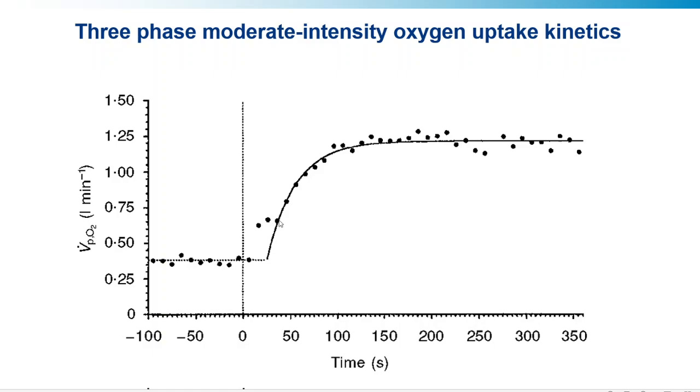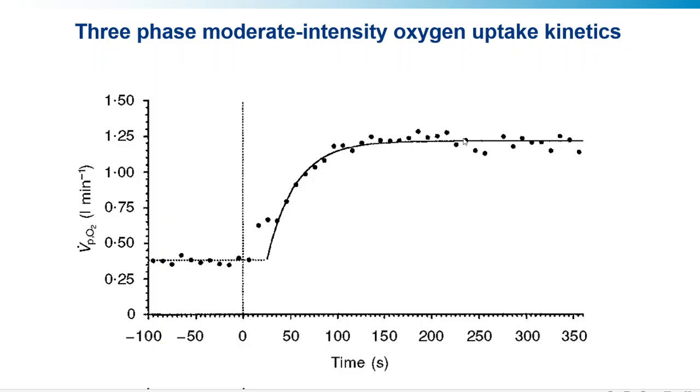There's a delay until a further increase in VO2, which does represent, we think, what's going on in the muscle, and then it reaches a steady state after 2 to 3 minutes. So what we have here is the phase 1 or cardiodynamic response, phase 2 or the primary response, and then phase 3, the steady state.